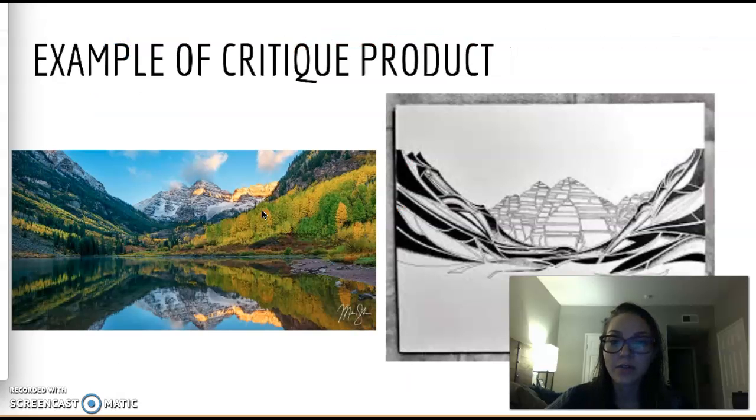So the example of the critique product would be, I have a photograph on the left. This is of Maroon Bells in Colorado. And then the drawing of that same photograph on the right-hand side. The key here is that the drawing is not a direct replica of the photograph that was taken. This is important because it emphasizes the need in this assignment of the principles and elements of design, in this case being value, line, depth, and perspective. However, that's just the art pieces themselves.